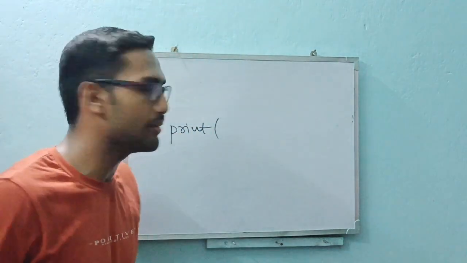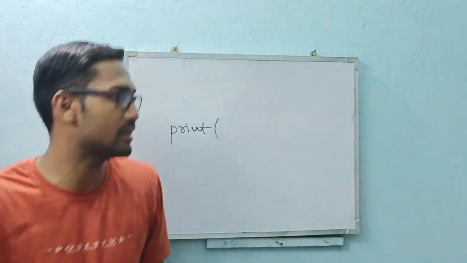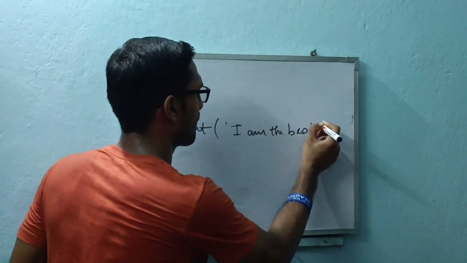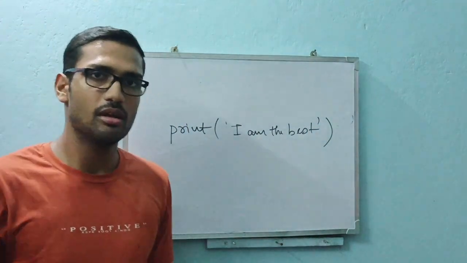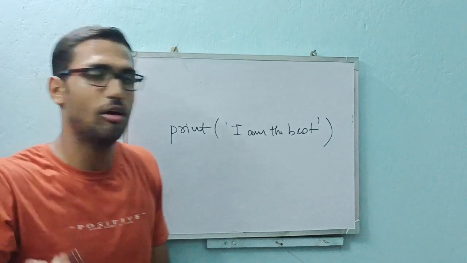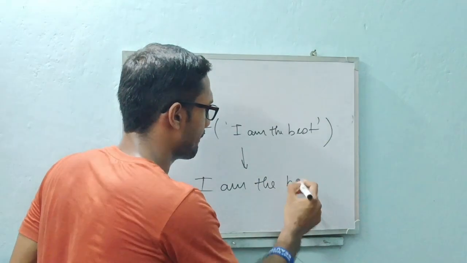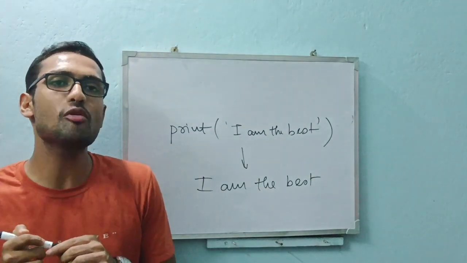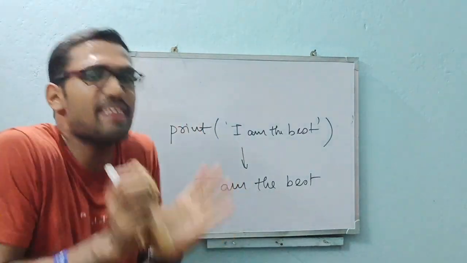If I pass a string as a parameter within the print function, try to understand. If I pass a string as a parameter, something like "I am the best", I passed a string as a parameter in the print function. So what will happen is that this same string will be given as output onto the monitor. So the output will be I am the best. Okay, so again it's a very important thing. Whenever you pass a string within the parameter of the print function, the same string will get printed onto the monitor.